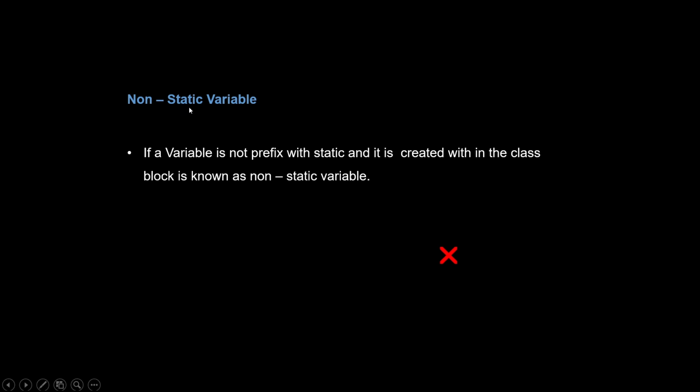The first one is non-static variables. The definition of non-static variables is similar to non-static members. If a variable is not prefixed with static and it is created within the class, in the same class, meaning your variable is not annotated as static, then it is known as a non-static variable. If you don't understand this, don't worry about it. I will take one example here.